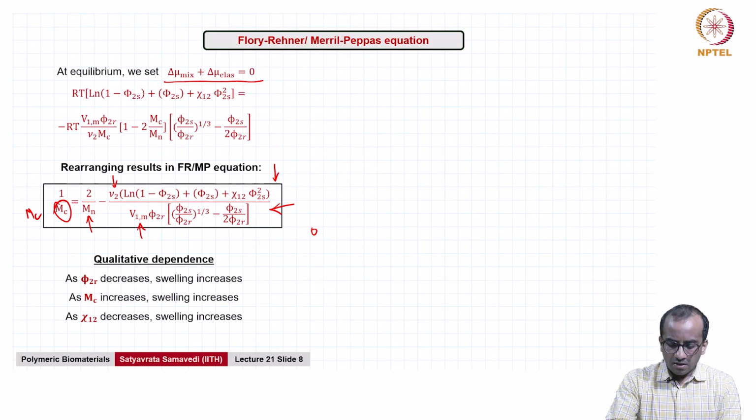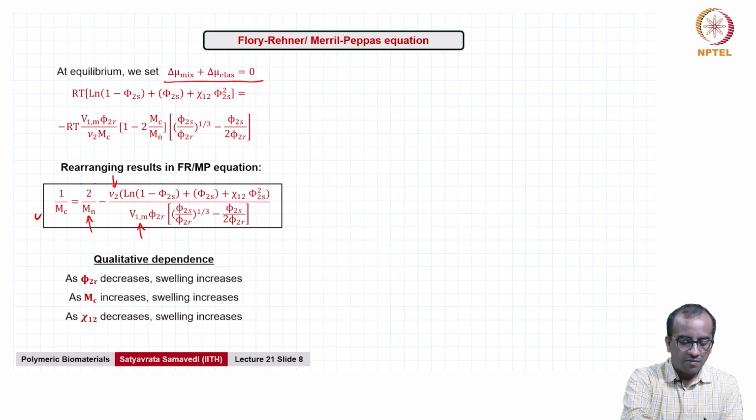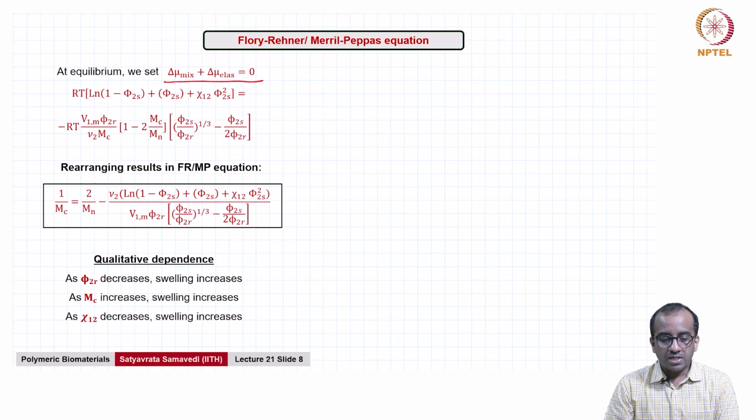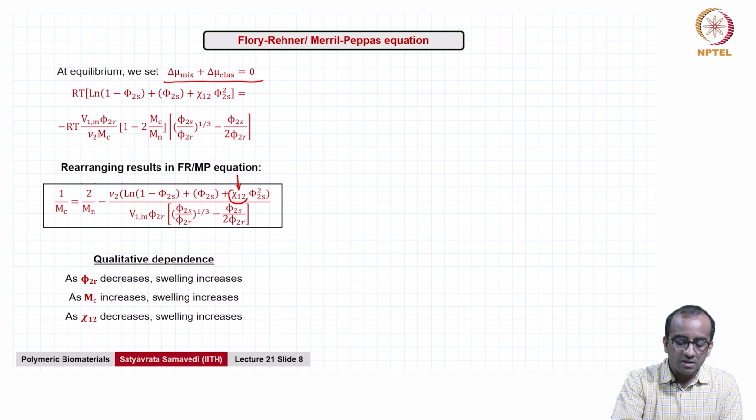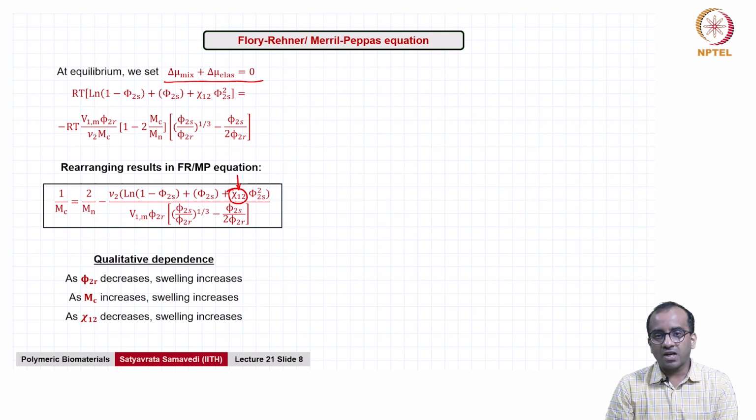Now, one question you might have is, what is the role of temperature here? Temperature does not seem to explicitly appear anywhere in this equation, and intuition should tell you that temperature should have an effect on this. If you carefully inspect this equation, you will see that the temperature effects are embedded in this term here, which is the Flory parameter, which depends on temperature. So, temperature effects are intrinsically embedded in this one term, which is the Flory parameter.